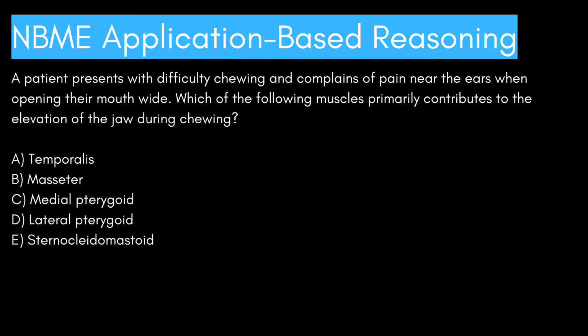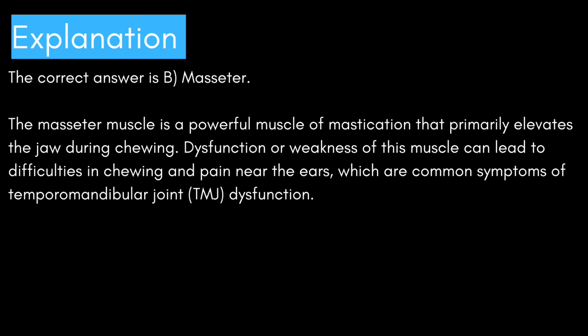All right, I think I gave you guys enough time here. I'm going to move on to see what the correct answer is and what the reasoning behind it is. If you need more time, feel free to pause the video. Otherwise, moving on now. The correct answer is B, masseter. The masseter muscle is a powerful muscle of mastication that primarily elevates the jaw during chewing. Dysfunction or weakness of this muscle can lead to difficulties in chewing and pain near the ears, which are common symptoms of temporomandibular joint (TMJ) dysfunction.